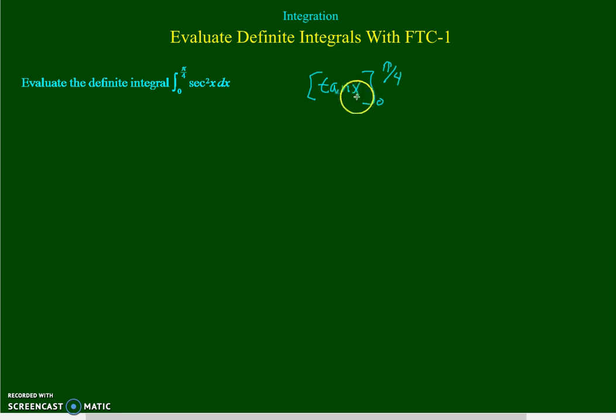And this is tangent of pi over 4 minus tangent of 0. So tangent of pi over 4 is 1, and the tangent of 0, well, tangent is sine over cosine, and the sine of 0 is 0, so this is 1 minus 0, so this integral is just 1. So these trigonometric integrals aren't so bad on the surface as long as you can remember the basic underlying techniques. So let's move on to the next problem.